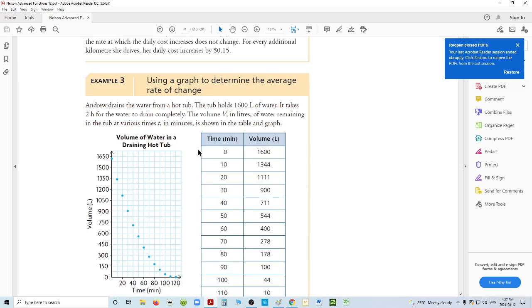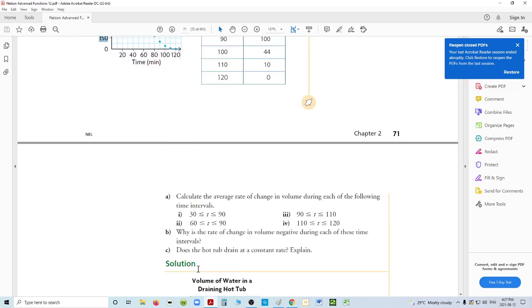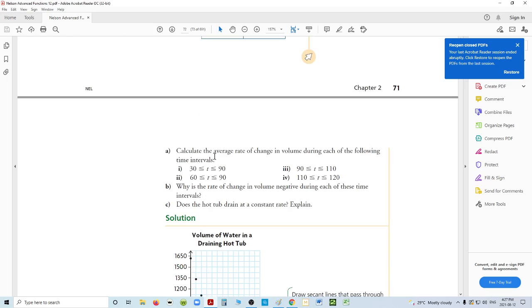Then they do another example of a draining tub. You can see that this draining tub drains slower and slower as the volume, probably because the volume causes it to drain quickly and then it drains slower. This is called a decay curve, in that each volume halves from the last one. Calculate the average rate of change.